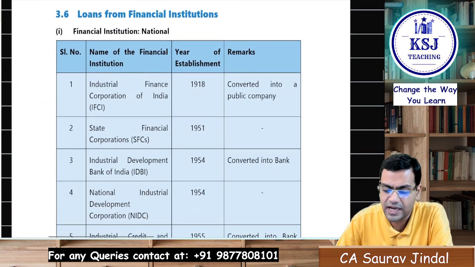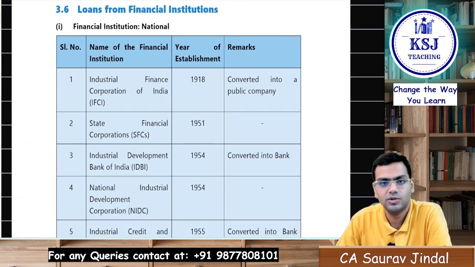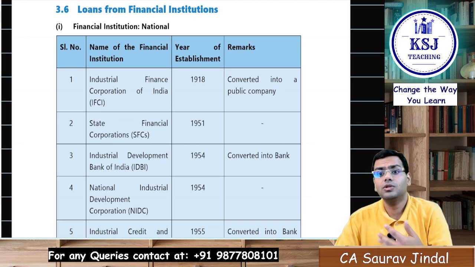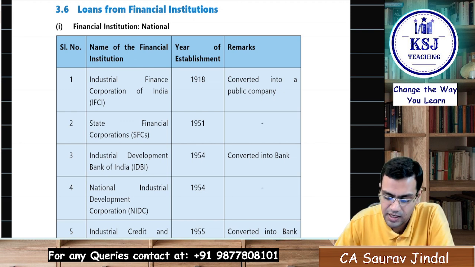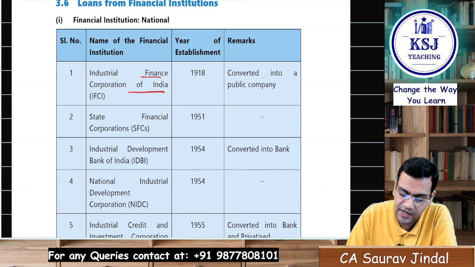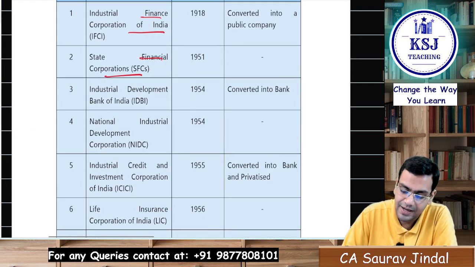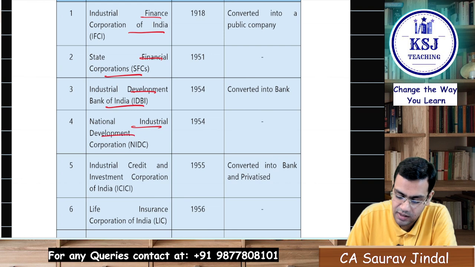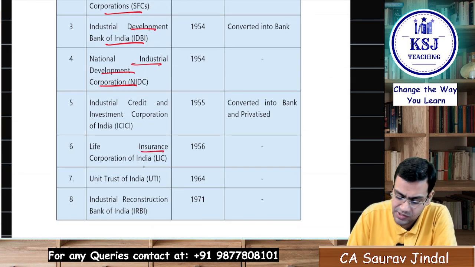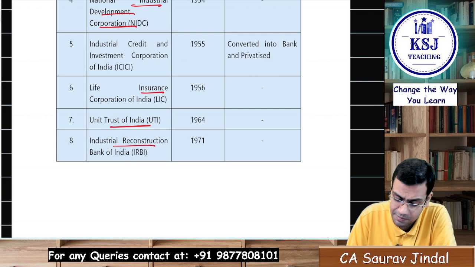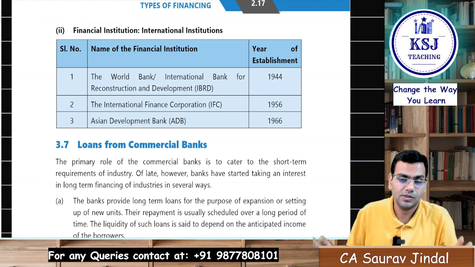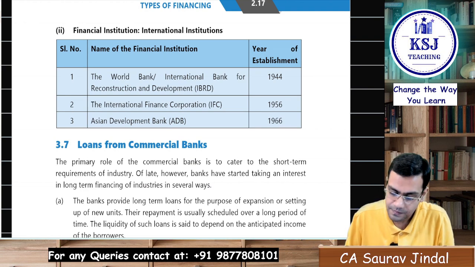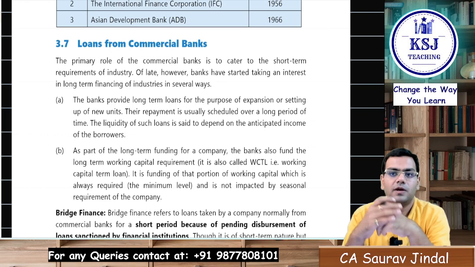Now, a loan from financial institutions. There are various financial institutions in the country. It can be the banks, it can be the other institutions who are providing you the money, and they will charge some interest against that, right? So there are various. Industrial Finance Corporation of India is there, State Financial Corporation is there, Industrial Development Bank is there, National Industrial Development Corporation. So LIC is there, UTI is there, IRBI is there, Industrial Reconstruction Bank of India. Nothing, you don't have to remember this. Forget about it, right? Then is the loan from the commercial banks.